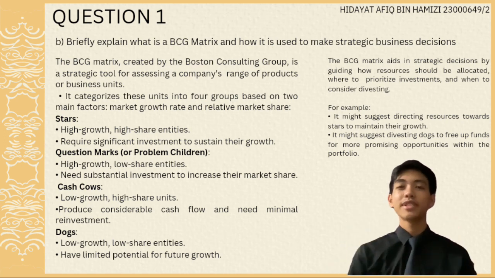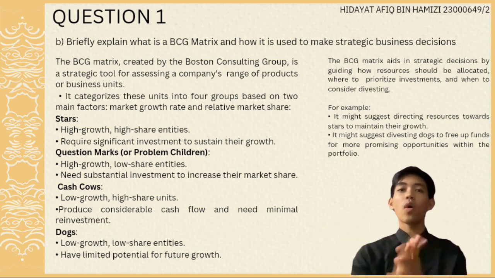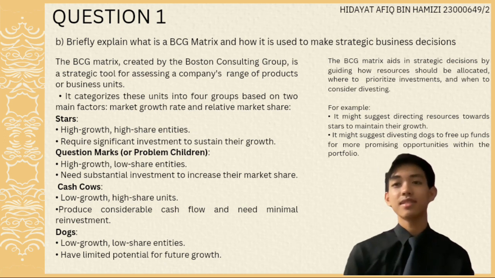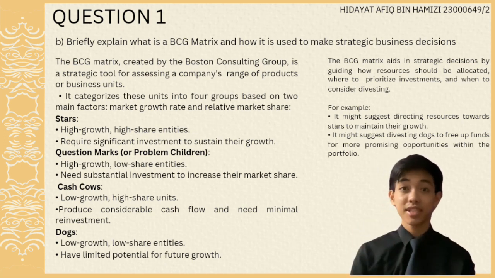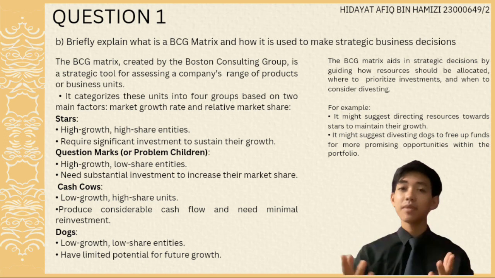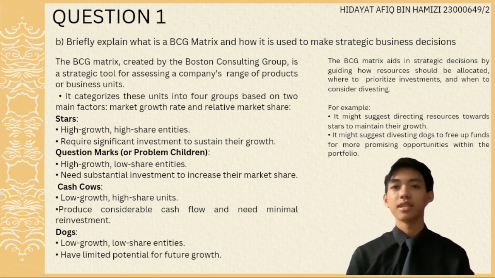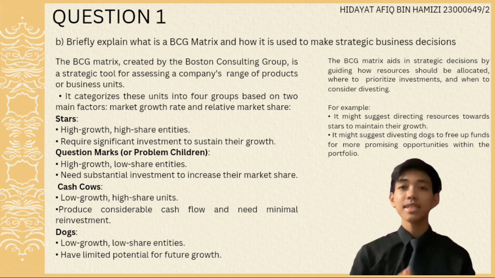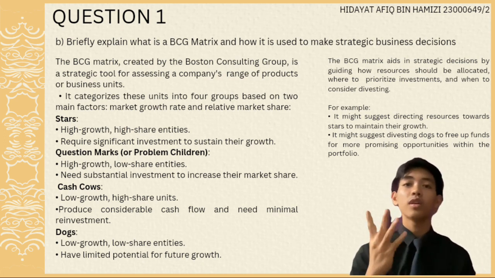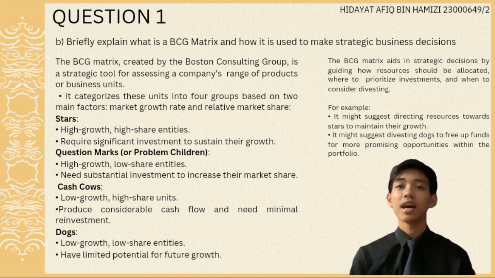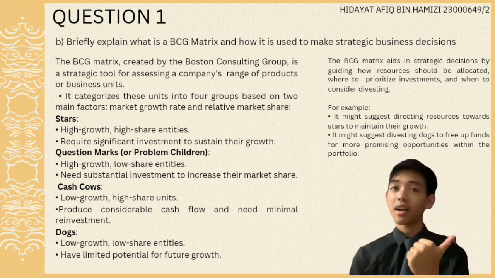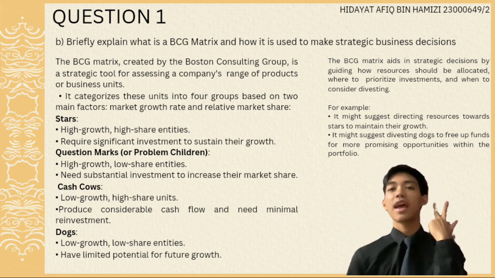So let's proceed to question number 2, which is: briefly explain what is a BCG matrix and how it is used to make strategic business decisions. So basically, the BCG matrix, developed by the Boston Consulting Group, is an essential strategic tool for evaluating a company's diverse range of products or business units. It categorizes these units into 4 distinct types based on their market growth rate and relative market share, which are stars, question marks, cash cows, and dogs.